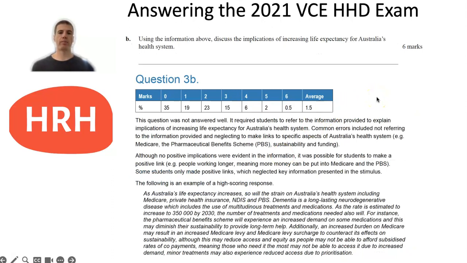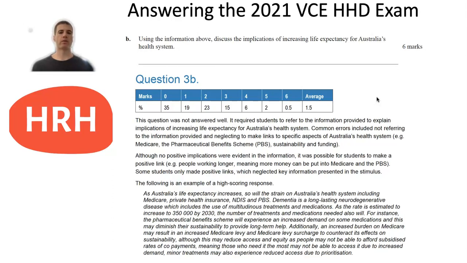Now you can see here B was worth 6 marks, and this asked you to use the information to discuss the implications of increasing life expectancy for Australia's health system. In the information provided, it talked about a rising number of individuals experiencing dementia. And in relation to Australia's health system, that's probably going to have a significant effect on the ability to continue to provide services to all Australians and the sustainability of the healthcare system.